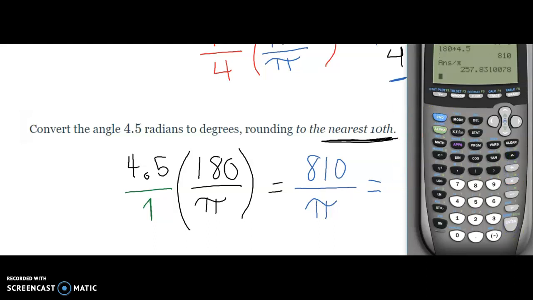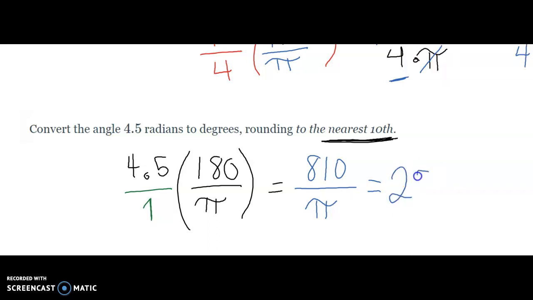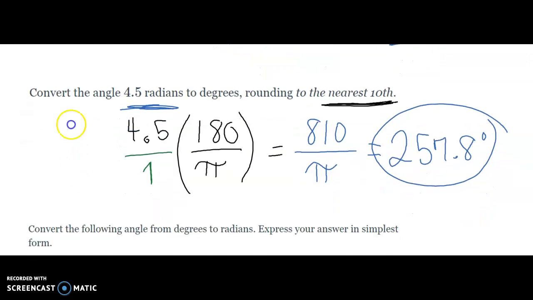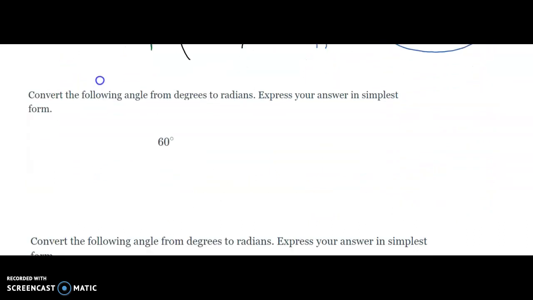So it's 257.83. The nearest tenth is 1 decimal place. That 3 does not bump up the 8. So it's just going to be 257.8 degrees. So that would be this radians turned into degrees. So that's how you use the formula for converting radians to degrees. Now let's go ahead and try degrees to radians.